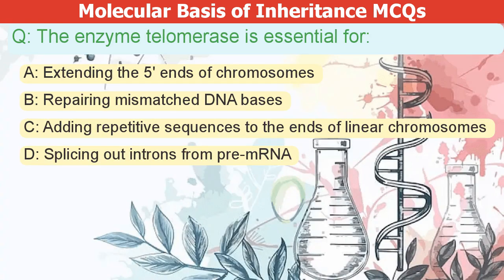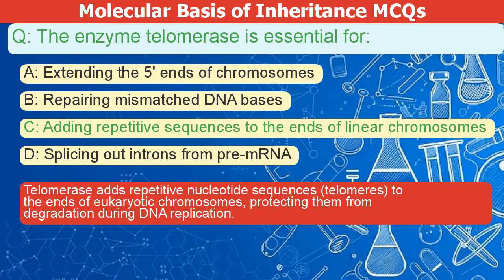The enzyme telomerase is essential for: A. Extending the 5' ends of chromosomes. B. Repairing mismatched DNA bases. C. Adding repetitive sequences to the ends of linear chromosomes. D. Splicing out introns from pre-mRNA. The correct answer is C. Telomerase adds repetitive nucleotide sequences, telomeres, to the ends of eukaryotic chromosomes, protecting them from degradation during DNA replication.